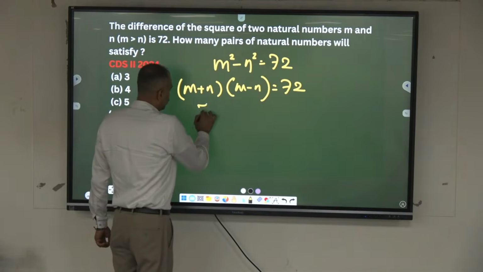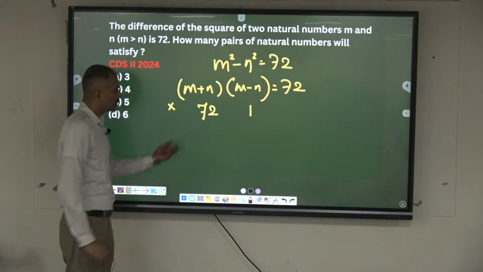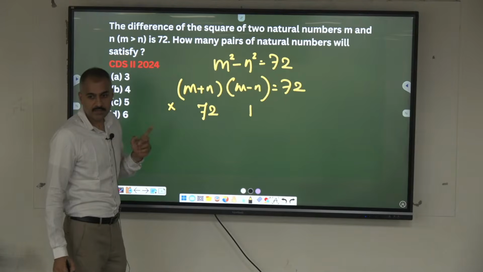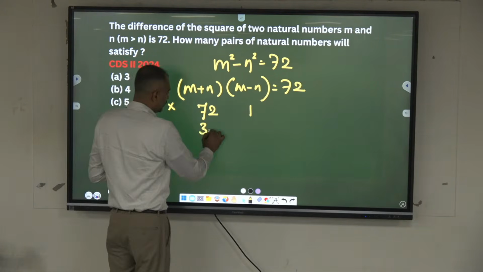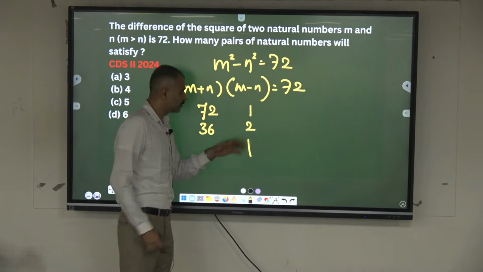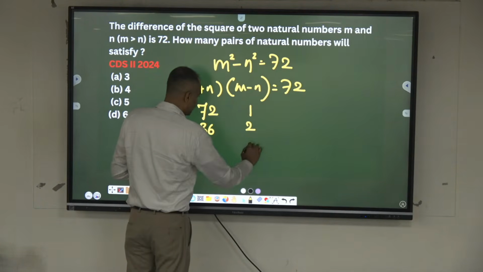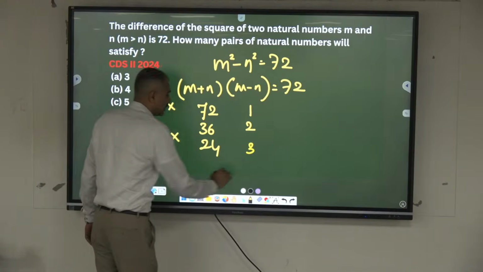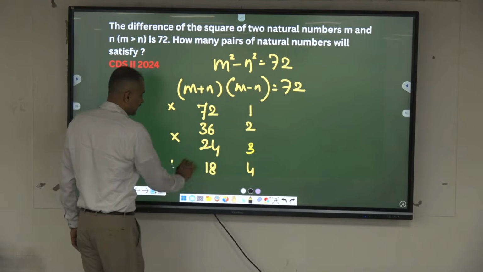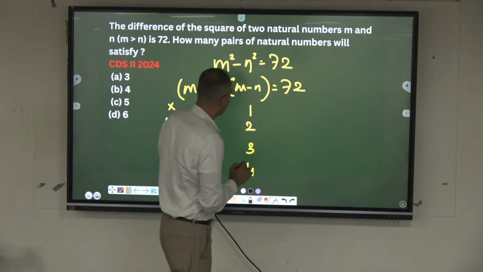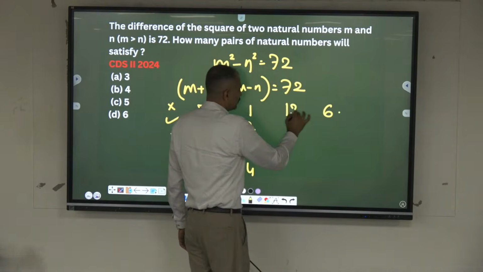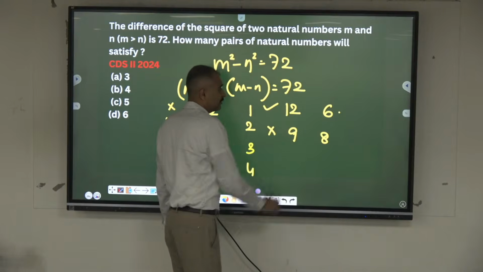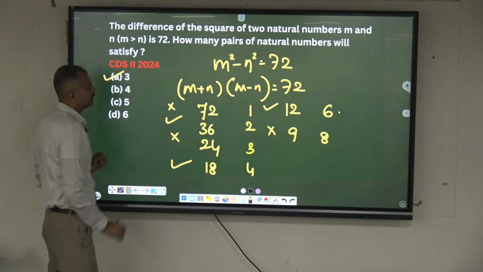72 into 1, is it possible? No. One is even, one is odd, so it's not possible. Next, 36 into 2 is possible. Go for factors sequentially. 3 is also dividing this: 3 into 24, but one is odd and one is even, hence not possible. What else? 4 into 18 is possible, yes, both are even. Then 5, no. 6 into 12 is possible? Yes. Then 7, 8. 8 into 9 is not possible, one is even and one is odd. So how many cases? 1, 2, 3 such cases.